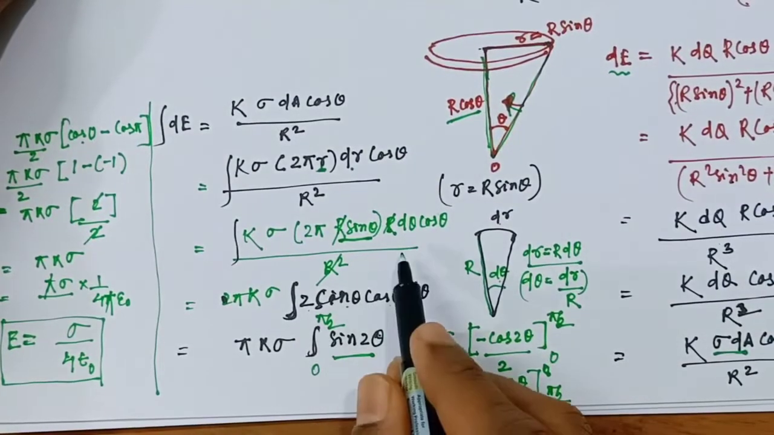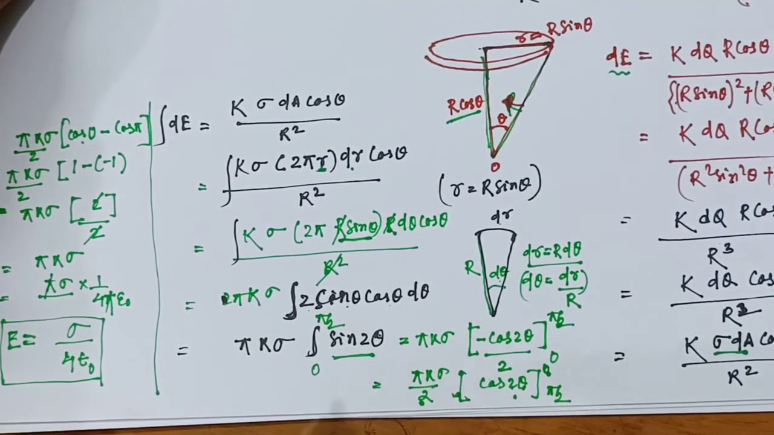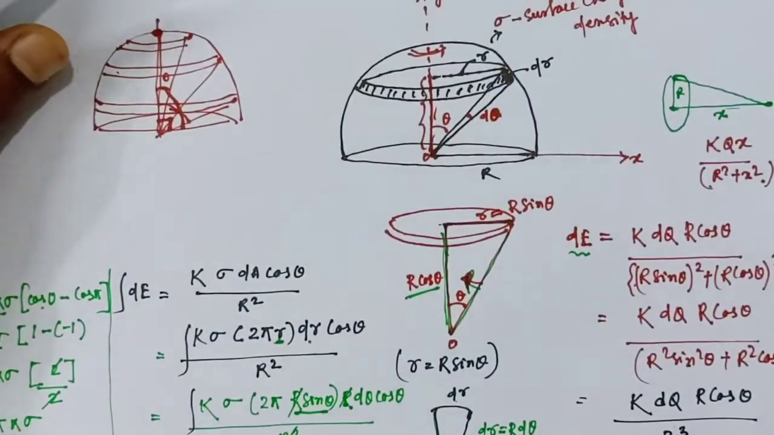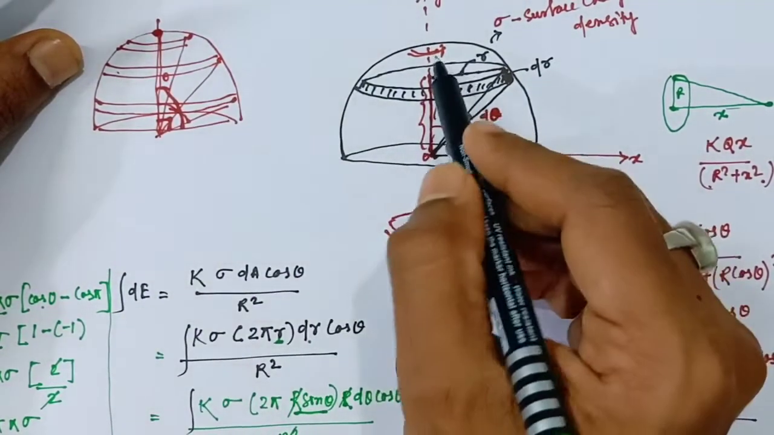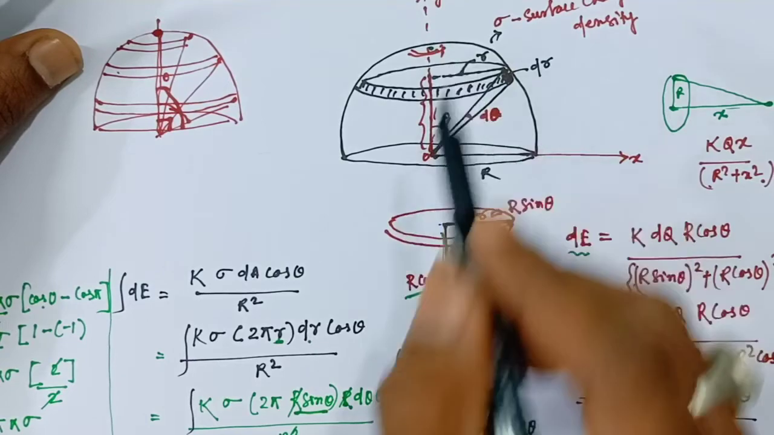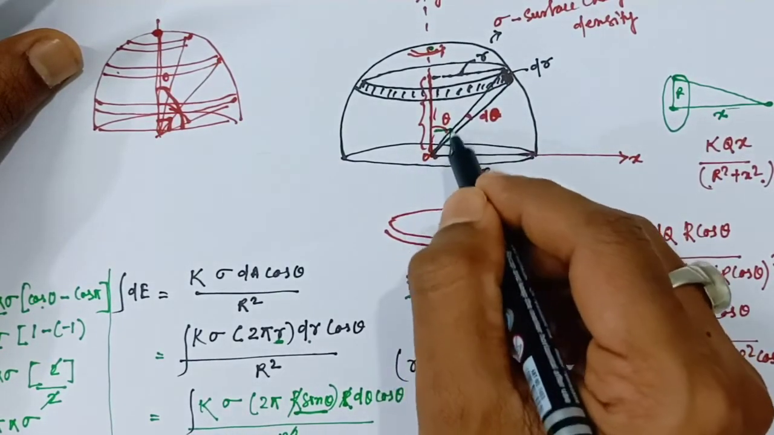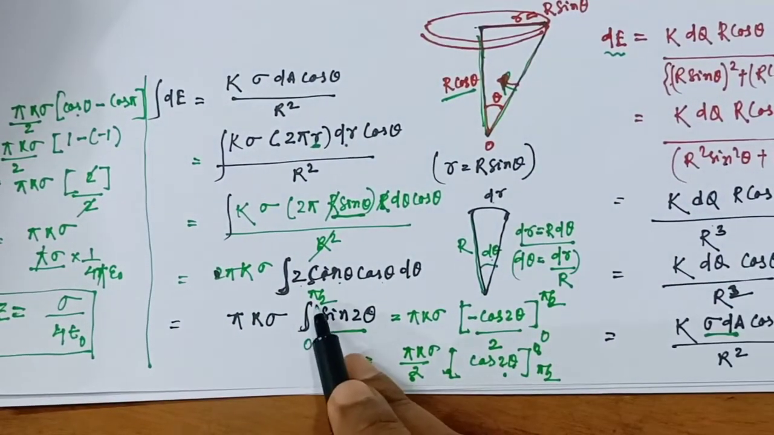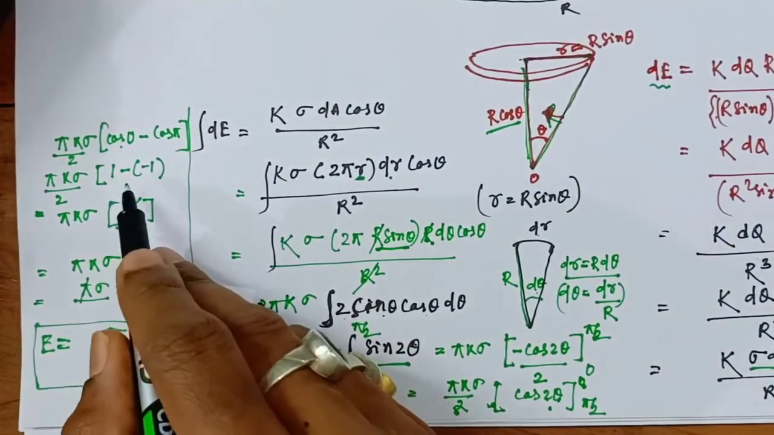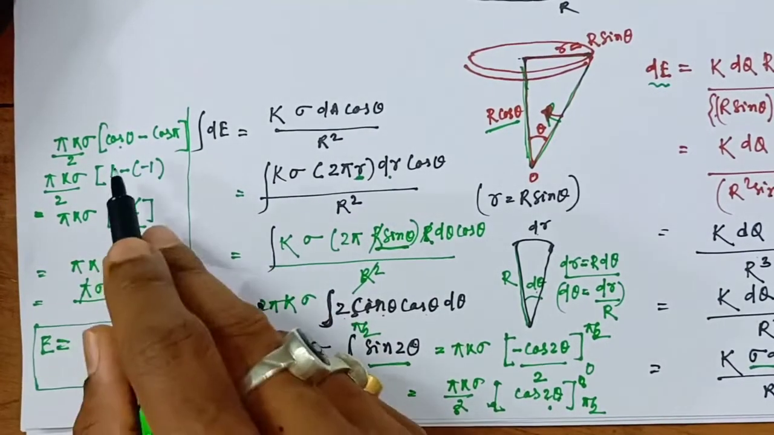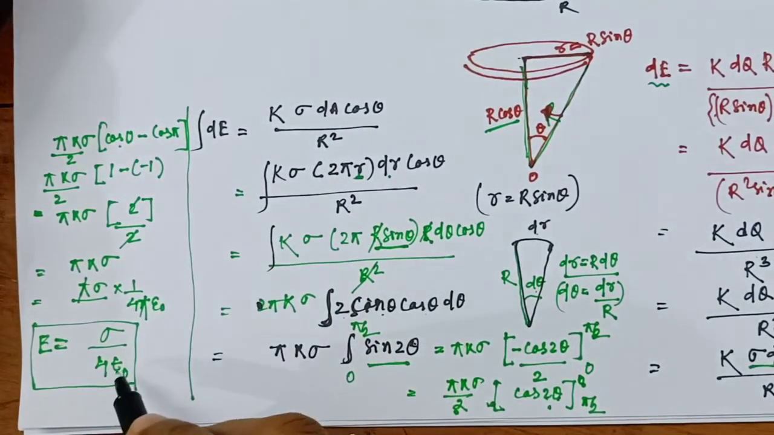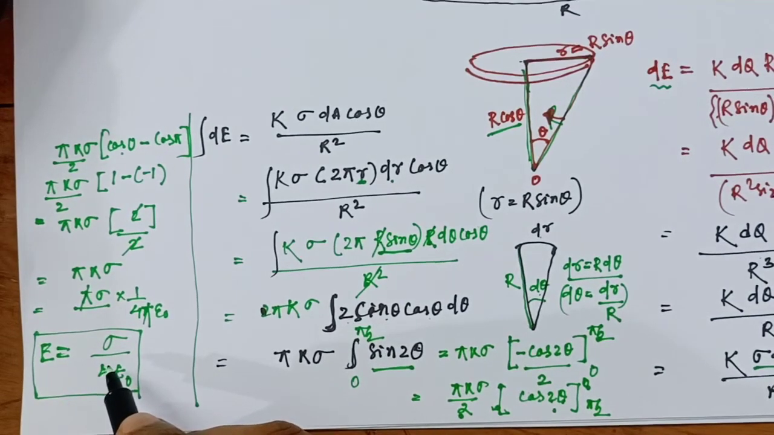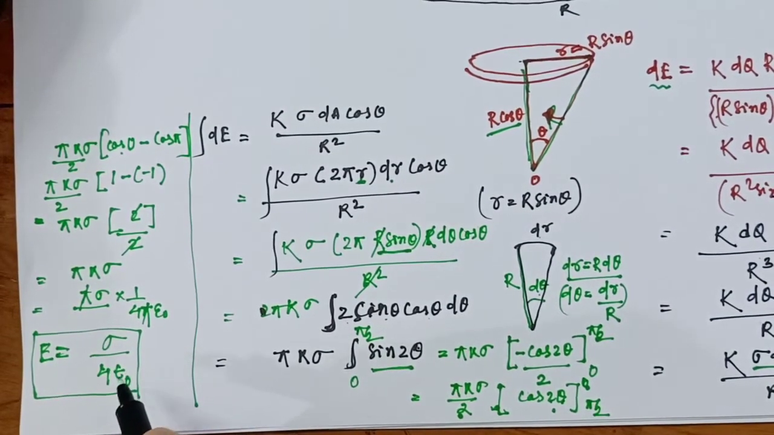Proceeding in similar fashion, the integration of sin 2 theta is minus cos 2 theta upon 2, and the very important part is the limit of the integration. Minimum angle it can subtend is 0, and maximum it can go is pi by 2. This is very important, a student must think about it. So 0 to pi by 2. Proceeding with very simple mathematics, putting the upper limit and lower limit, we reach the conclusion that the electric field due to the hollow hemisphere at the center is sigma upon 4 pi epsilon naught.